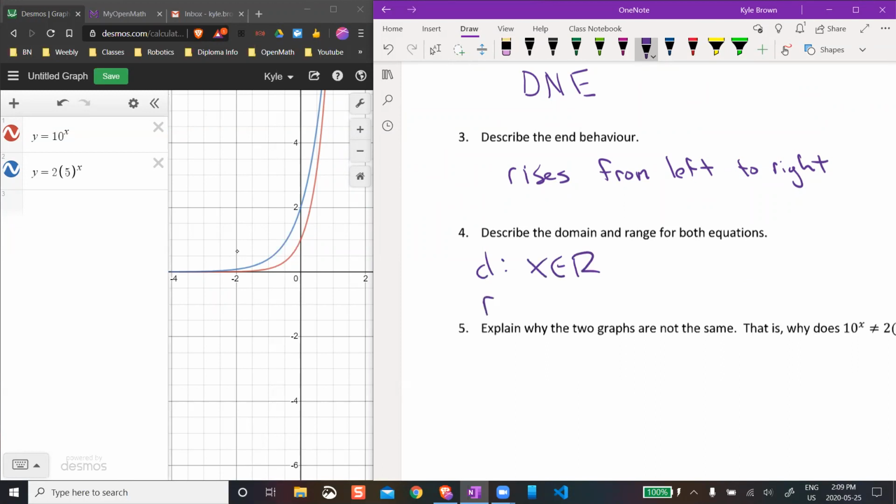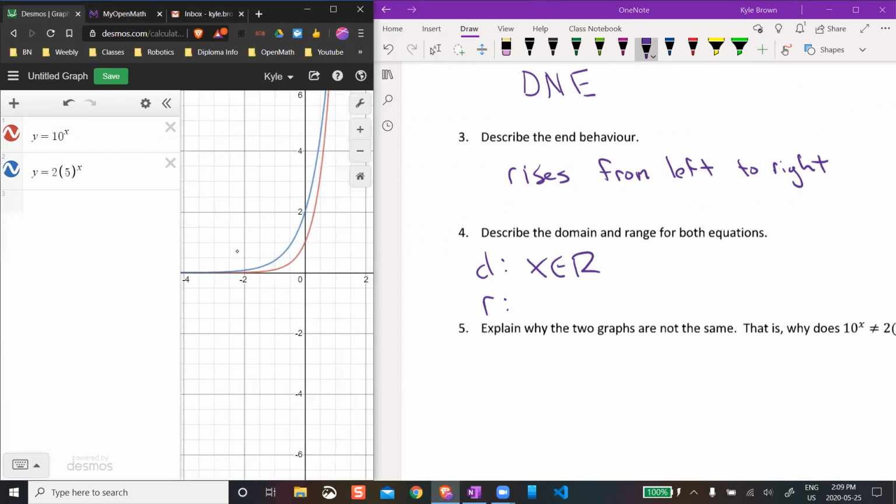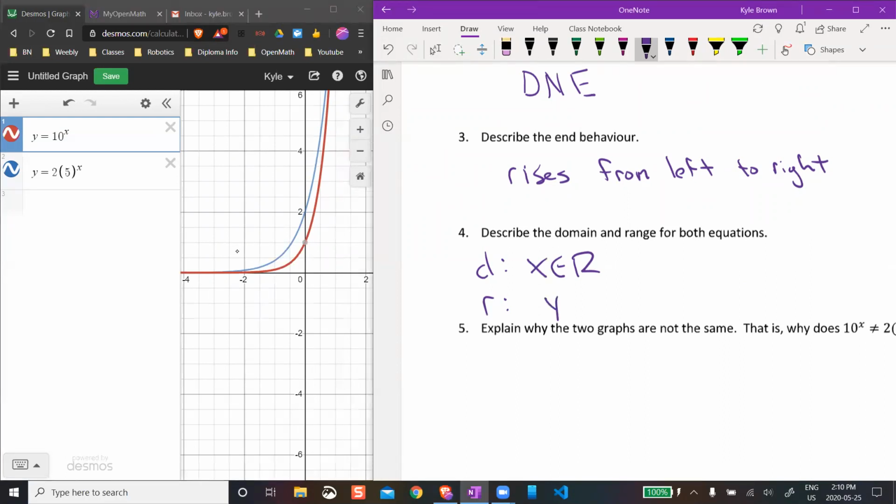Okay, and then your range. Well, this is a horizontal asymptote. This actually never does cross that line, or touch it. It never actually gets to that point. So your range here is just going to be y has to be greater than 0. Not greater than or equal to, because it's not equal to 0. It can never be 0.